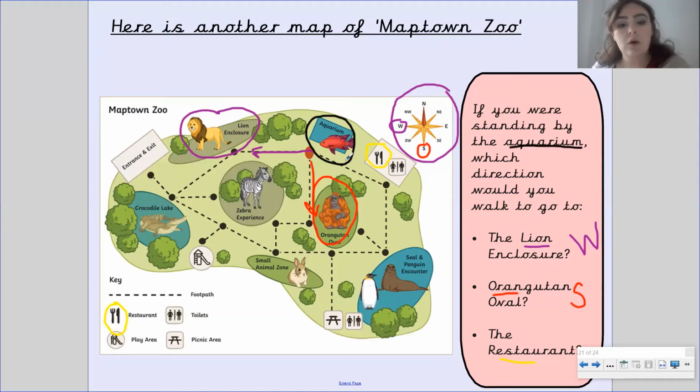So it's not quite south, but it's not quite east. If it was east, it would go straight across like this. And if it was south, it would go straight down, which means it's going to be somewhere in between. So well done if you said southeast.